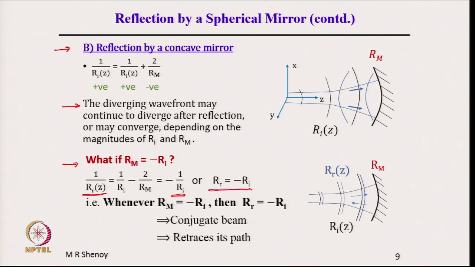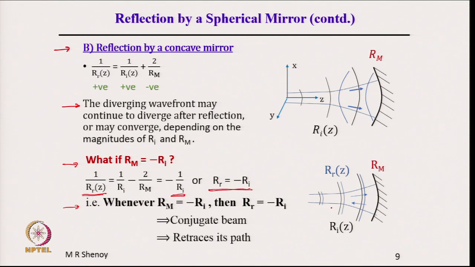What does this mean? This means that if you have a convex wavefront, then the reflected beam will have the same magnitude, but a concave wavefront, which means if this is diverging, this will be converging. Therefore, whenever R_M is equal to minus R_I, then R_R is equal to minus R_I, which implies that it is a conjugate beam which retraces its path.